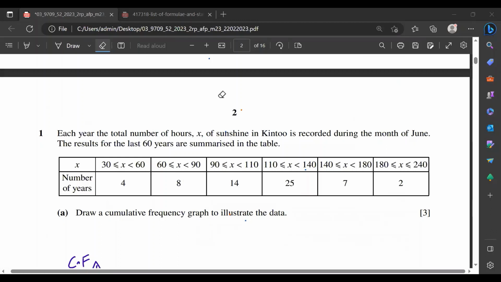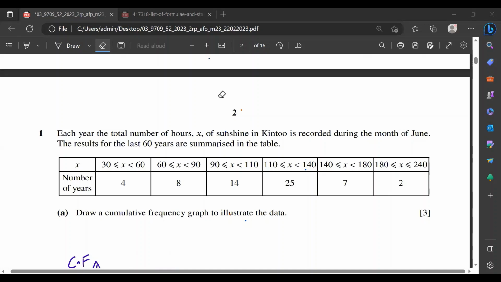So the first question is that each year the total number of hours X of sunshine in Kintu is recorded during the month of June. The results for the last 60 years are summarized in the table. In the table we have X ranging from greater than or equal to 30 and less than 60, and greater than or equal to 60 and less than 90. We have the corresponding frequencies there. Draw the cumulative frequency graph to illustrate the data.